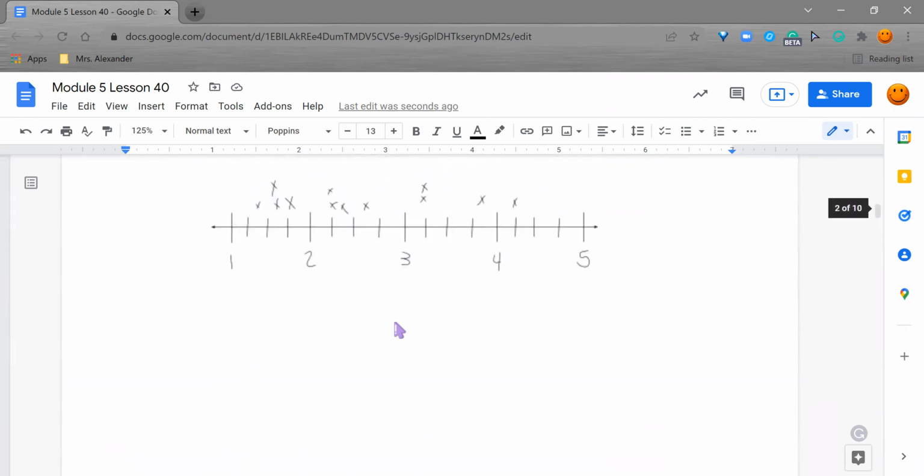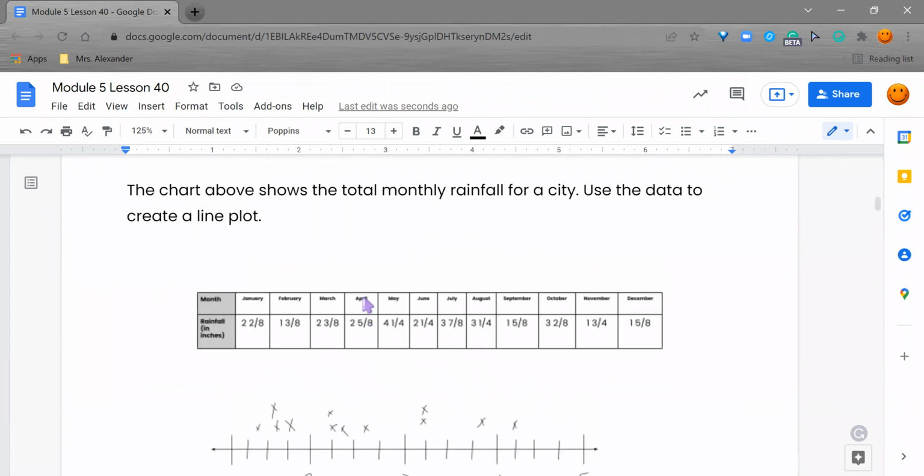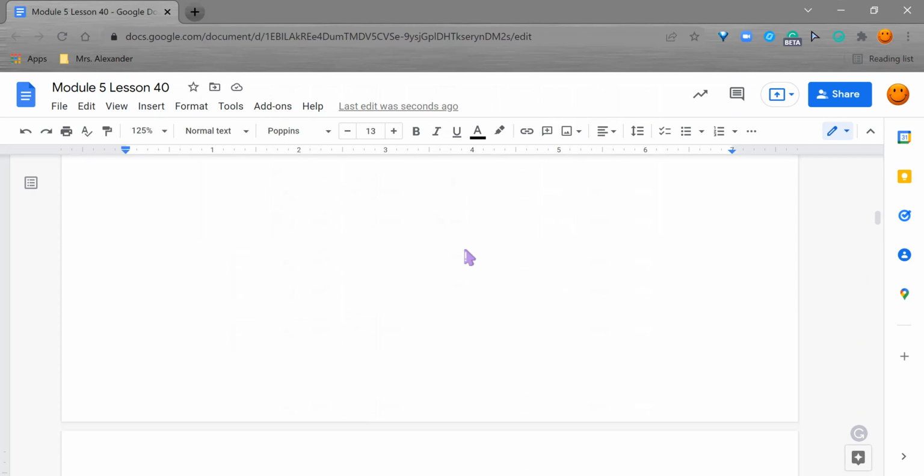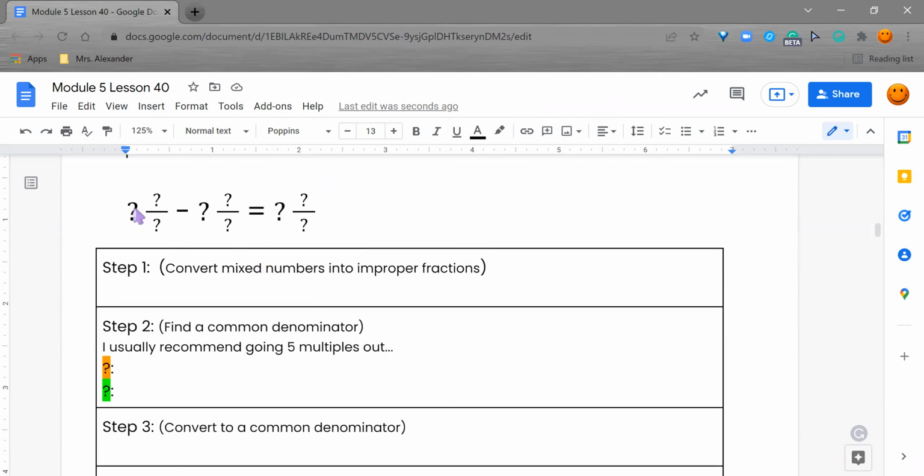So let's go look up here. And I'm going to try to find the wettest month. So I'm looking for the biggest fraction. It looks like it's 3 7/8. See this? I knew 3 was my biggest, and then I just had to find the bigger fraction. 7/8 is bigger than 2/8 or 1/4.